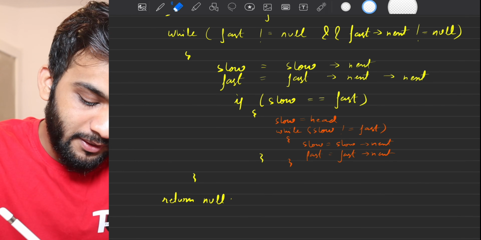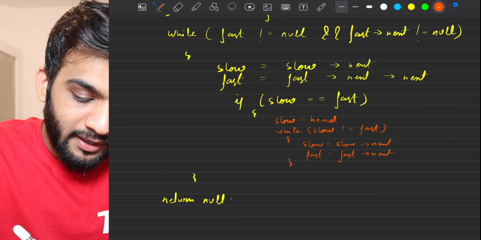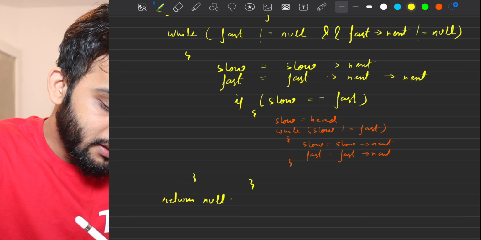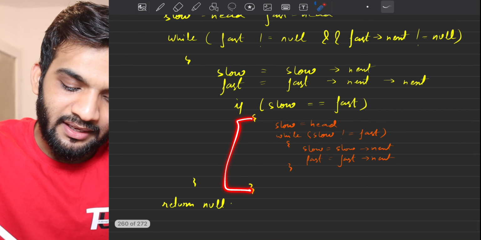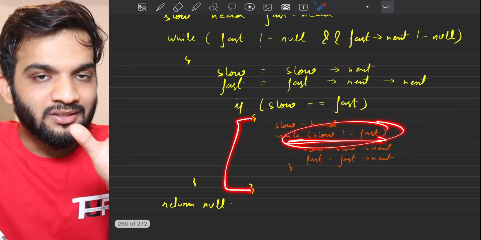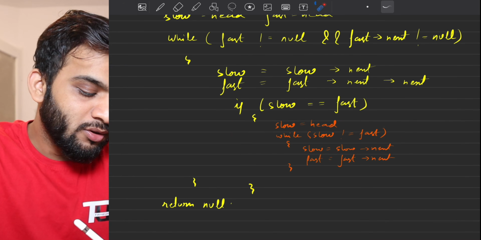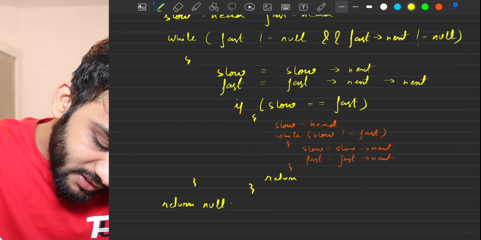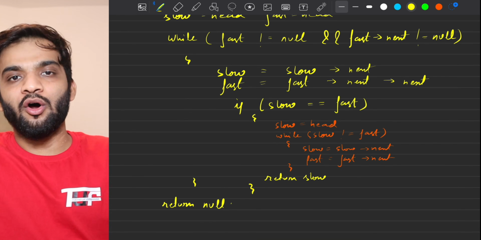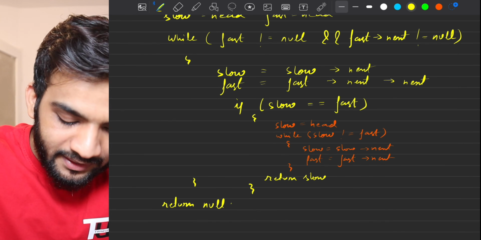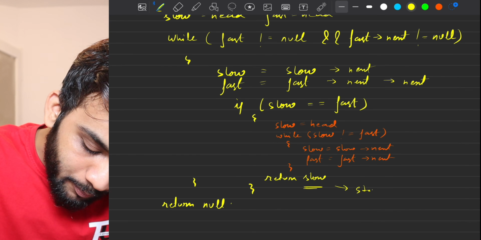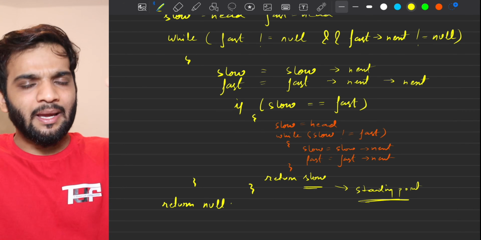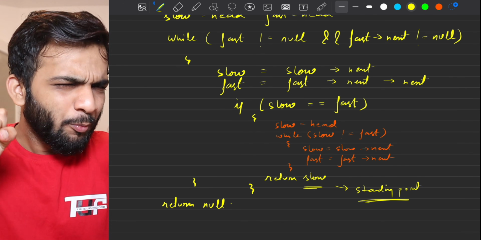So this is what it will be, if I have to write it. And in case this collides, what do you know? The point at which they collide is your starting point. You can return slow or fast because they are standing at the same node. We will discuss the time complexity, everything, but I hope you have understood the code.